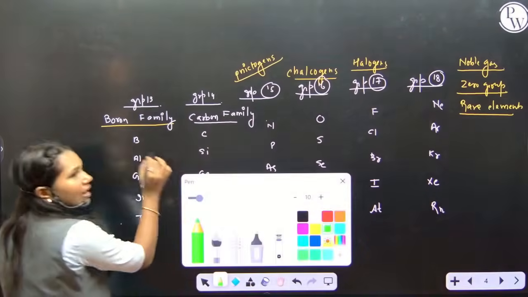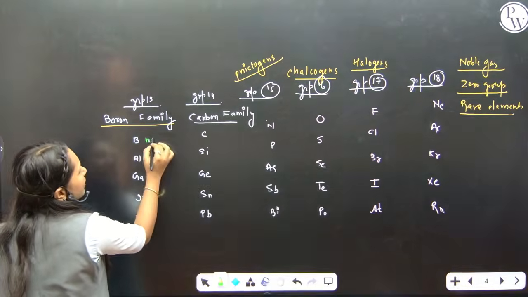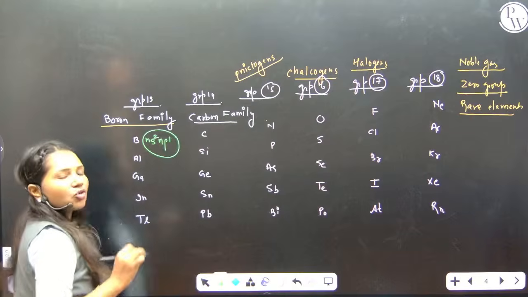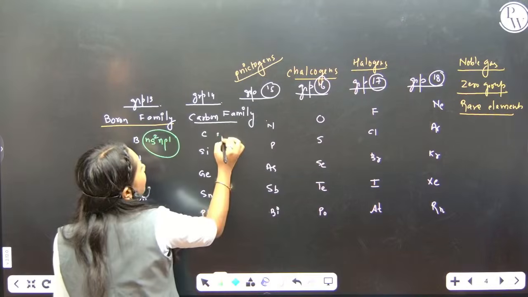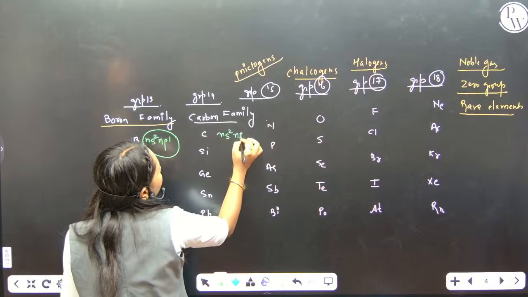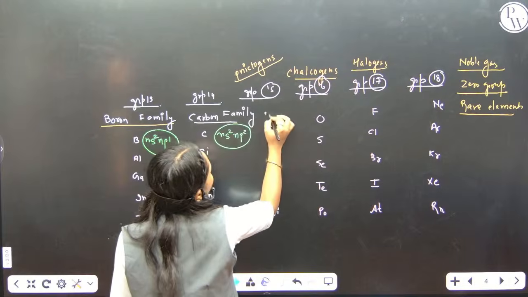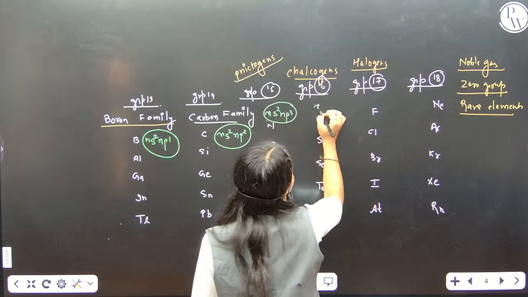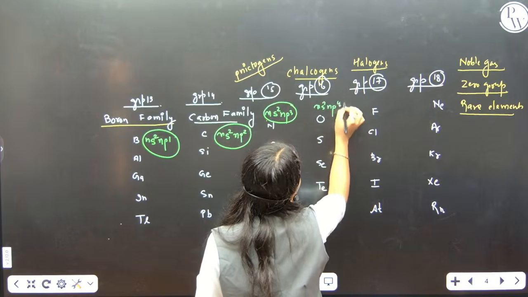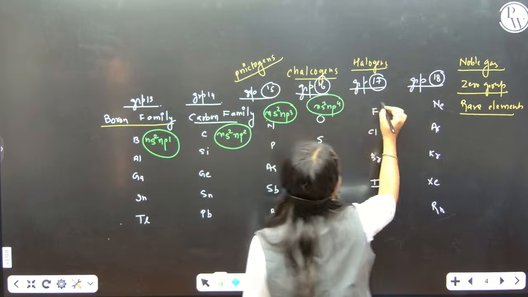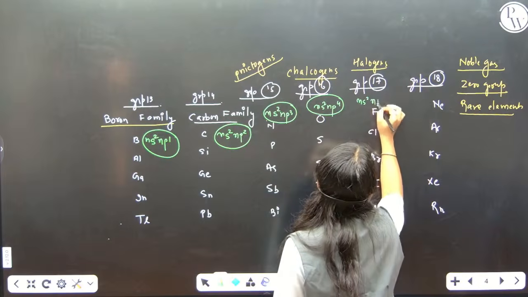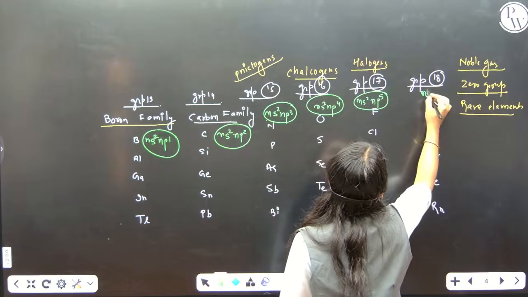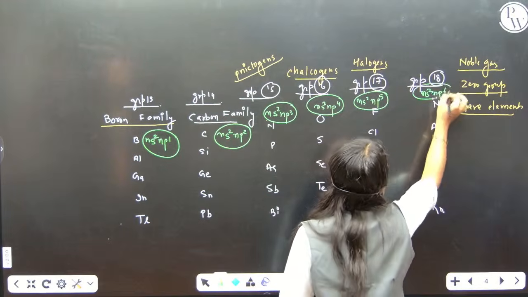So what is the general electronic configuration for the boron family? ns2 np1. I am writing the general electronic configuration. For the carbon family, ns2 np2. For nitrogen, ns2 np3. For oxygen, ns2 np4. For the halogen family, ns2 np5, and ns2 np6 is the complete octet.